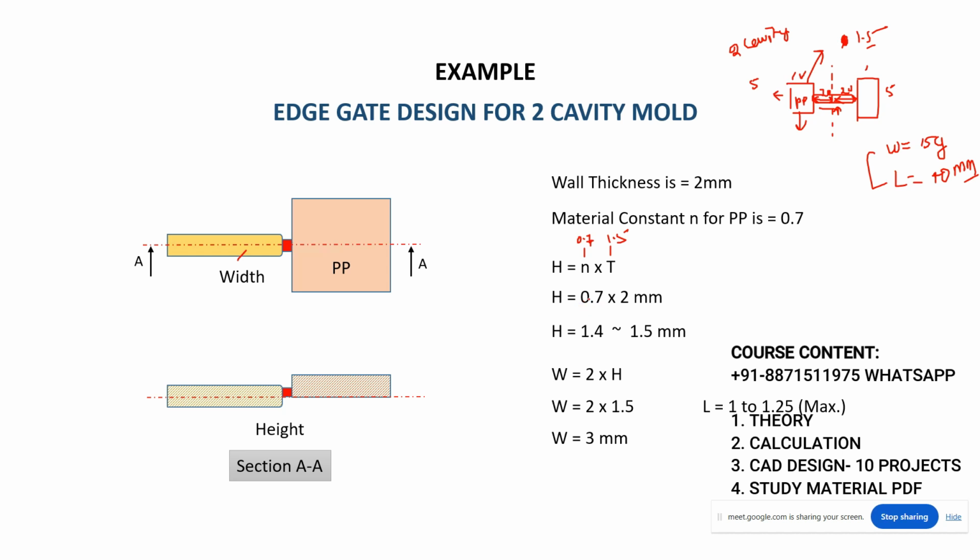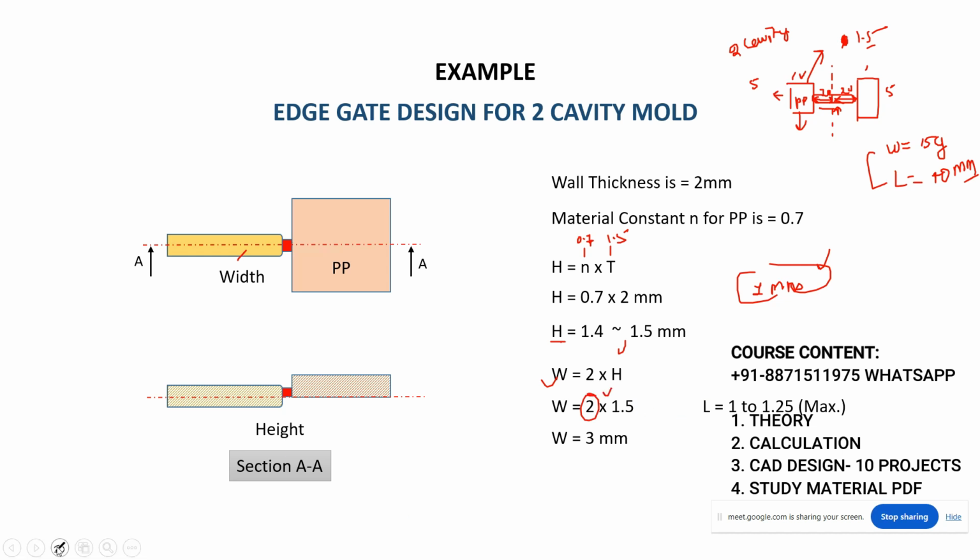So you will get the H value, basically approximately 1 mm. So you can get W. W is 2 into H, and H is 1 mm, so W will be 2, right?